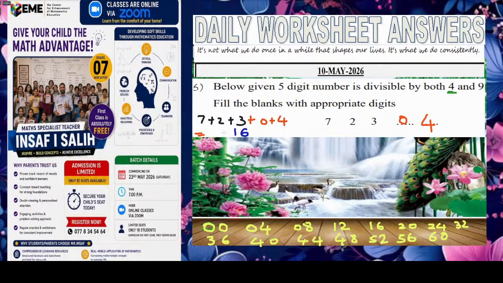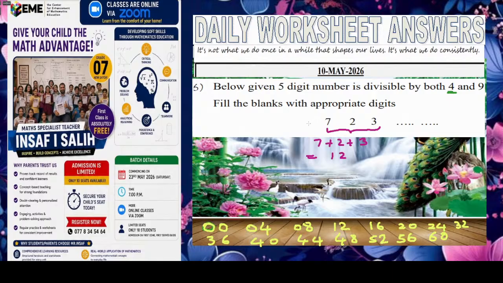Now, we can't keep on writing digits like this. It's going to take a lot of time. It's time consuming. So let's think of a quicker method. So what's the quicker method? First, you add the digits which are already there. That is 7 plus 2 plus 3. What is 7 plus 2 plus 3? That gives us 12.